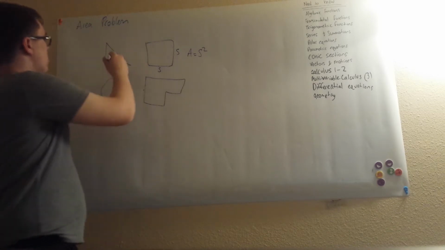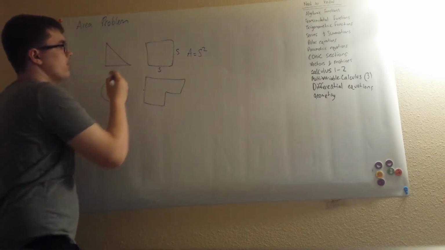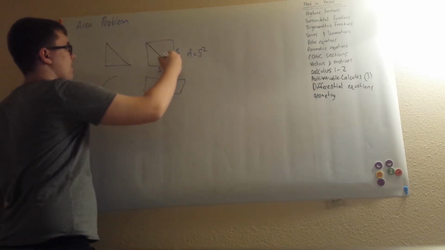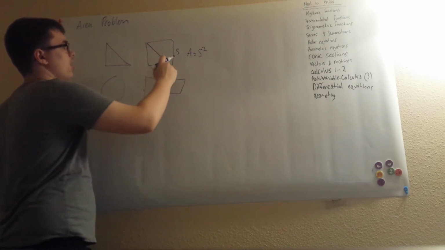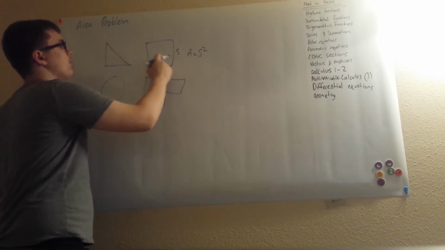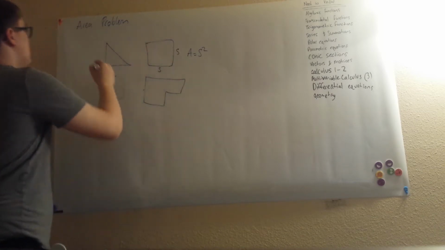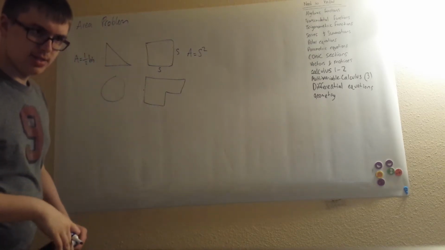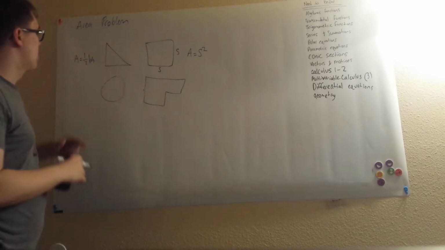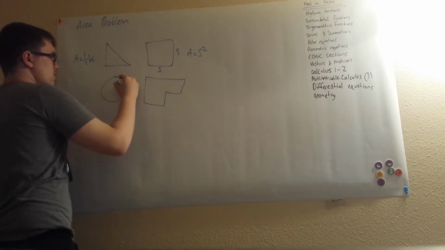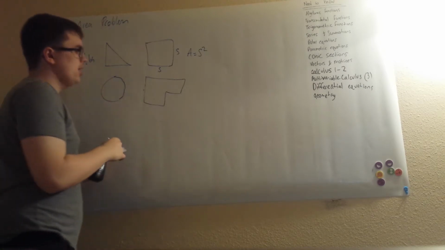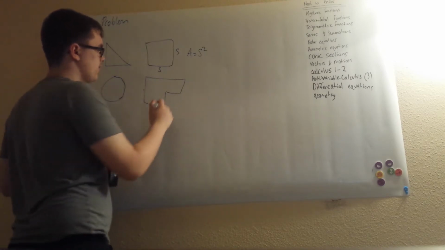Well, think about a triangle. The area of a triangle, well, a triangle is half of a rectangle, right? So it is 1/2 whatever your base is times your height. And we use that idea to divide shapes to find the area of this kind of stuff.